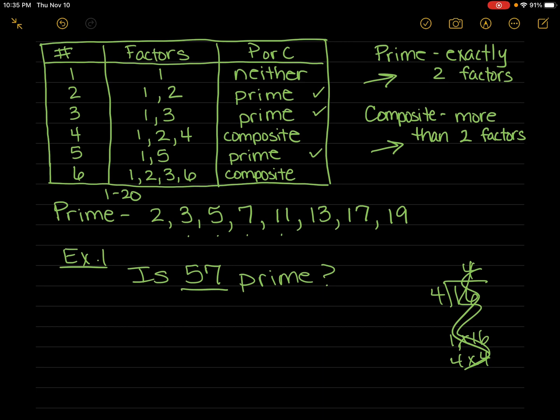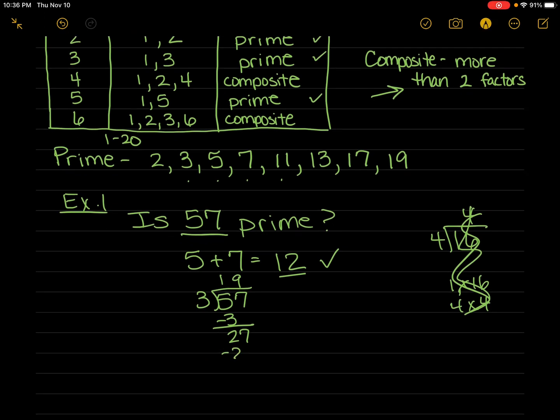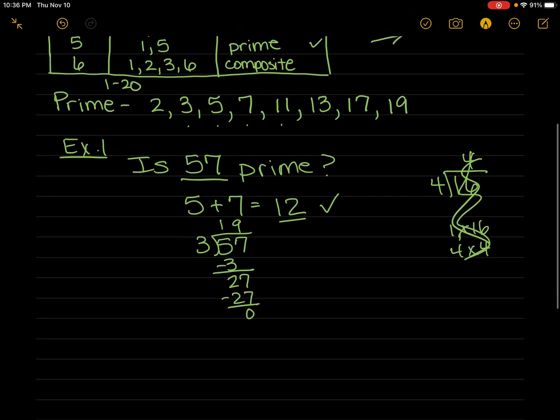So can it be divided by 2? No, because it's not even. Can it be divided by 3? My divisibility rule says 5 plus 7. Remember, add the digits. So 5 plus 7 makes 12. Is that divisible by 3? Yes. So 57 can be divided by 3. And I'm actually going to divide it by 3 so I can show you. Okay, so that's going to be, let's see, I'm subtracting, 19. And no remainder.